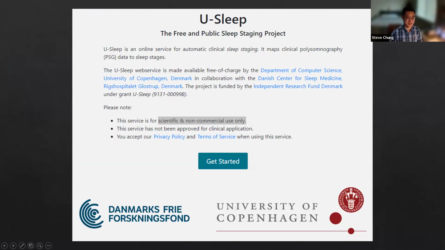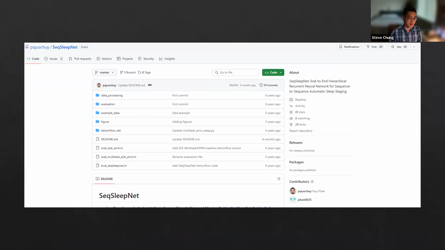It is actually a website. You can just input data into this database, and then you can see what kind of output it gives you. And this is another example.